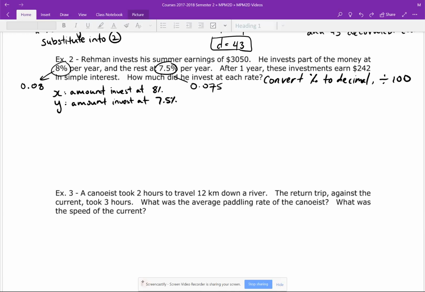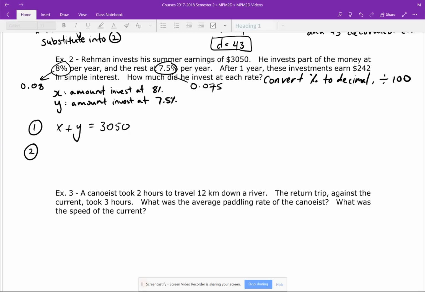Let's continue on. Okay. So let's define our two equations. So equation number 1 is the total amount of money he's investing. So the amount of money invested at 8% plus the amount of money invested at 7.5% equals a total amount of $3,050.